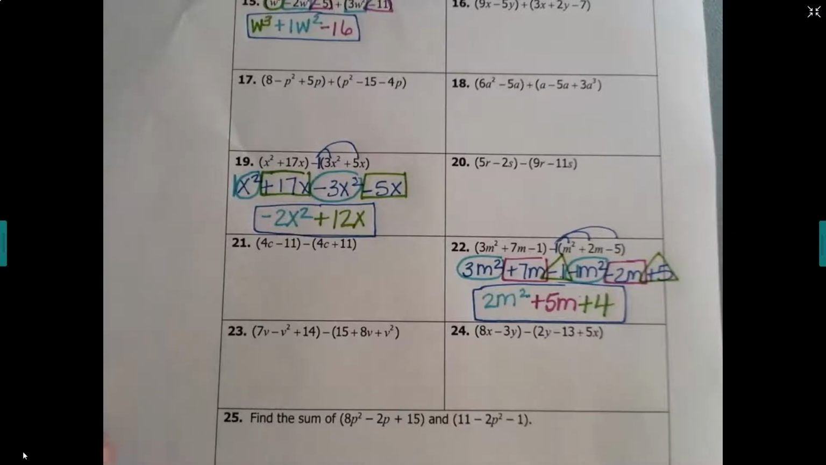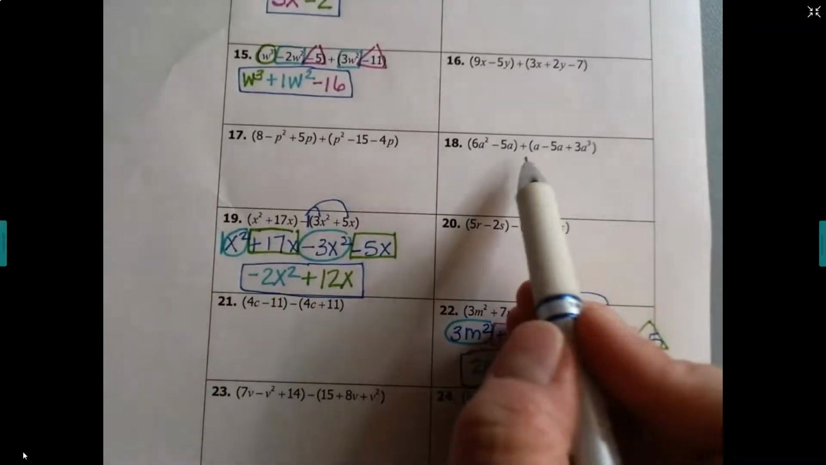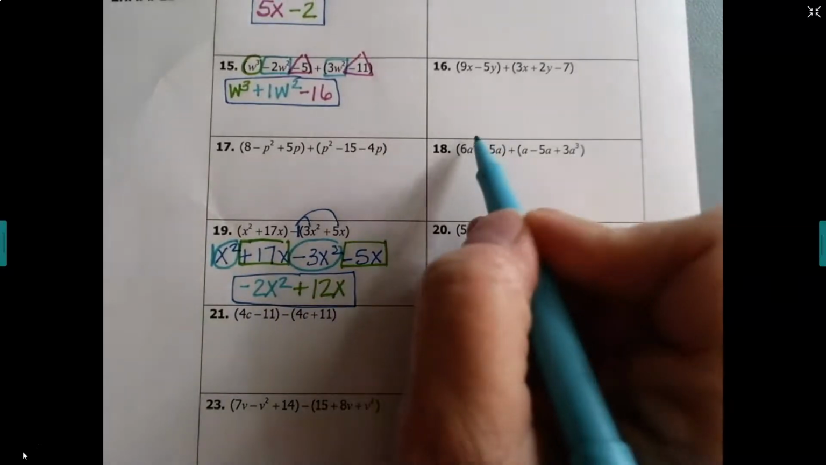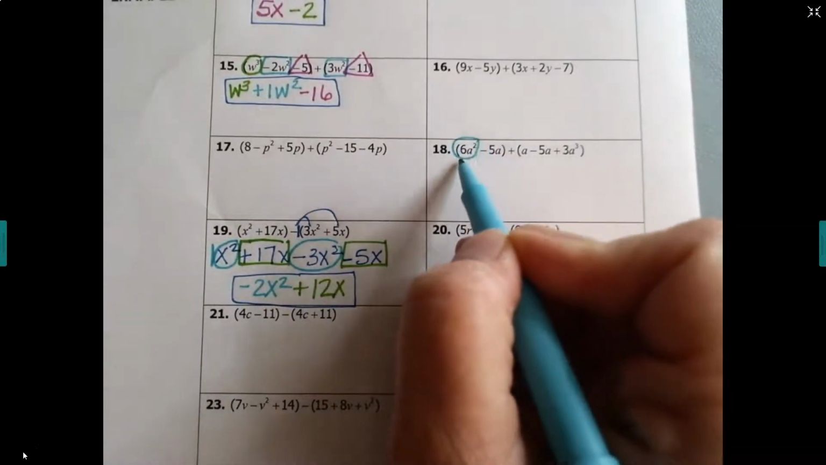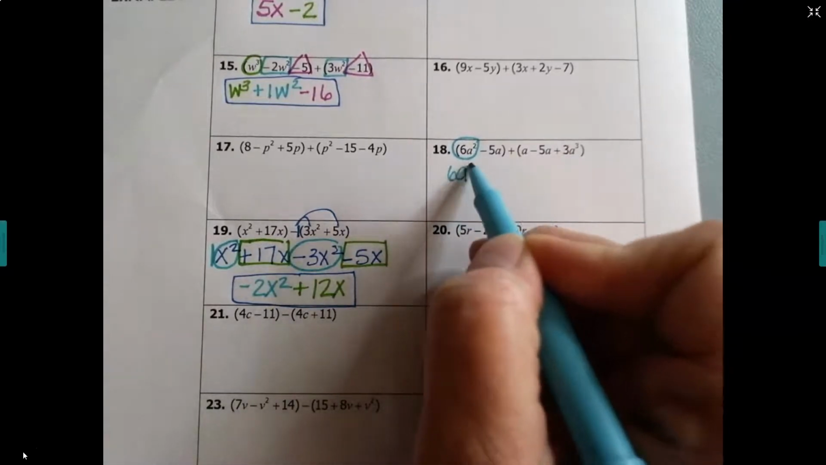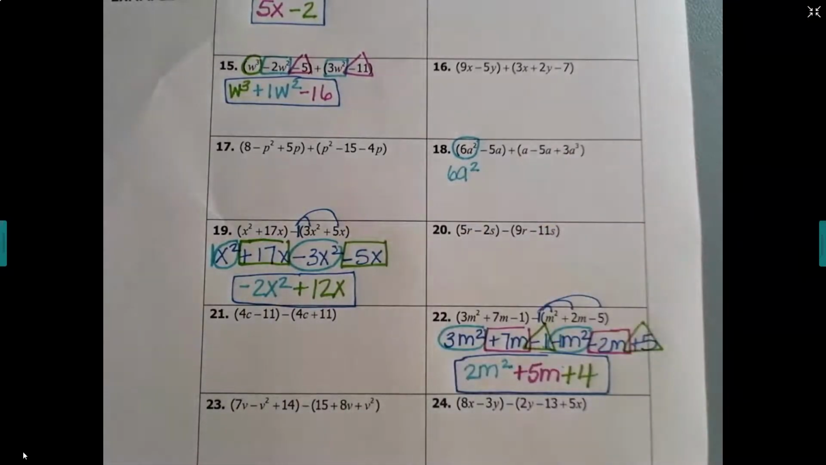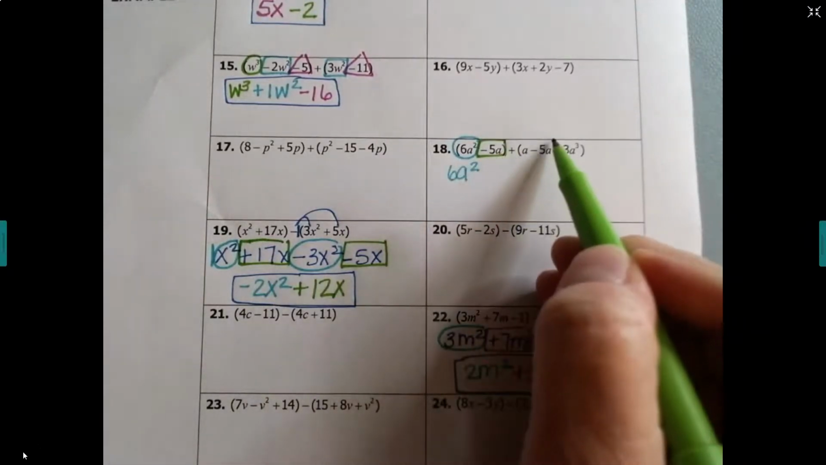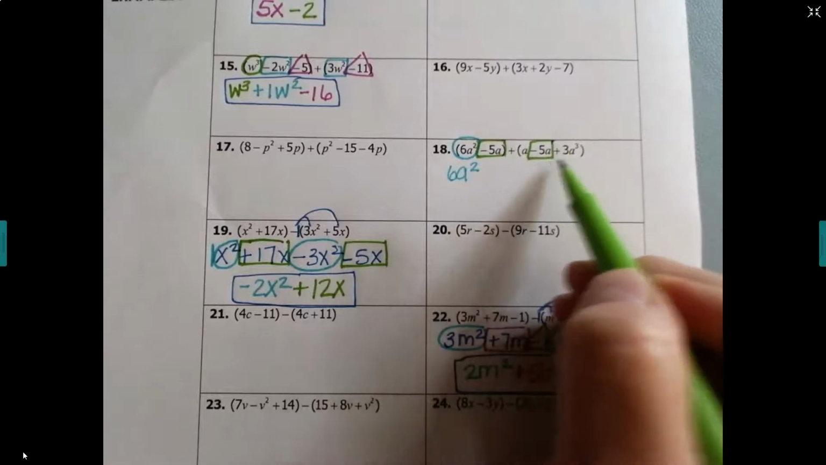Let's not forget how to add. Remember, adding we like because it's faster and easier. If you're adding, there's nothing you have to do but combine like terms. I have an a squared. Look for another a squared. There isn't one, so I just bring it down. 6a squared. Okay. Here I have just an a term.